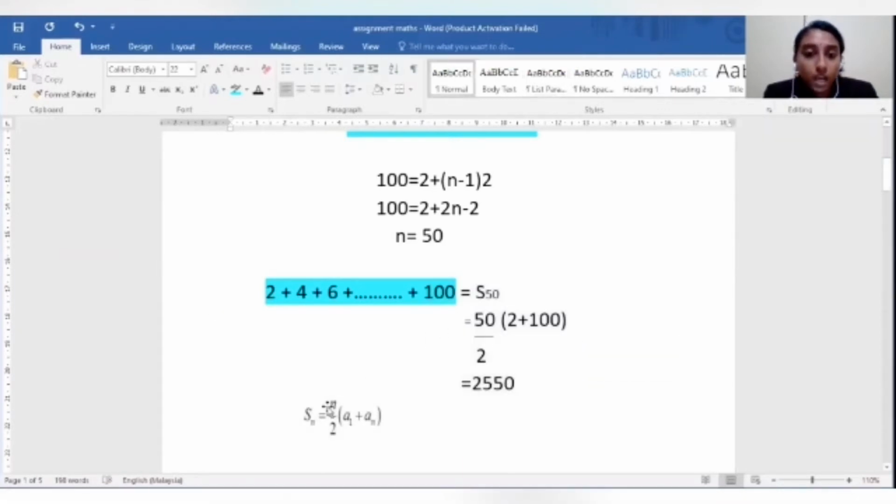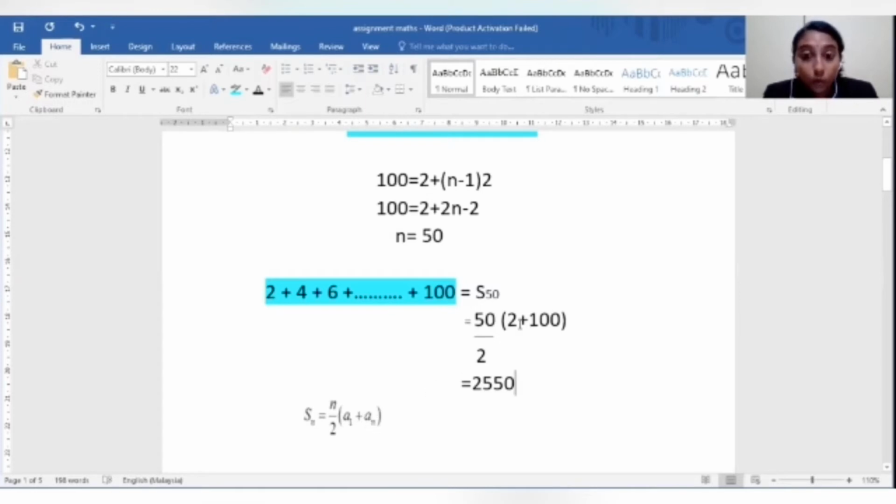So as you can see here, this is the formula that I'm using to do this question. The first is Sn. As madam can see here, I already stated that n equals 50. So S50. We already know that our n is 50, so just put that 50 divided by 2 in bracket a1 plus an.